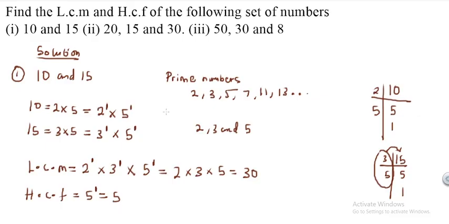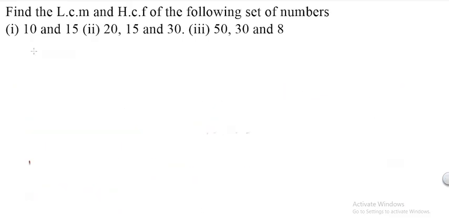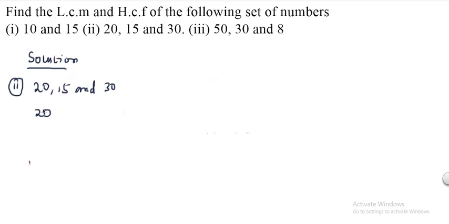Let's look at the second example to help you get familiar with LCMs and HCFs. For the second example, we are told to find the LCM and HCF of 20, 15, and 30. The first number we have, let's write out 20, and then we break it down. The smallest prime number that can go into 20 here is 2. So 20 divided by 2 here is 10.